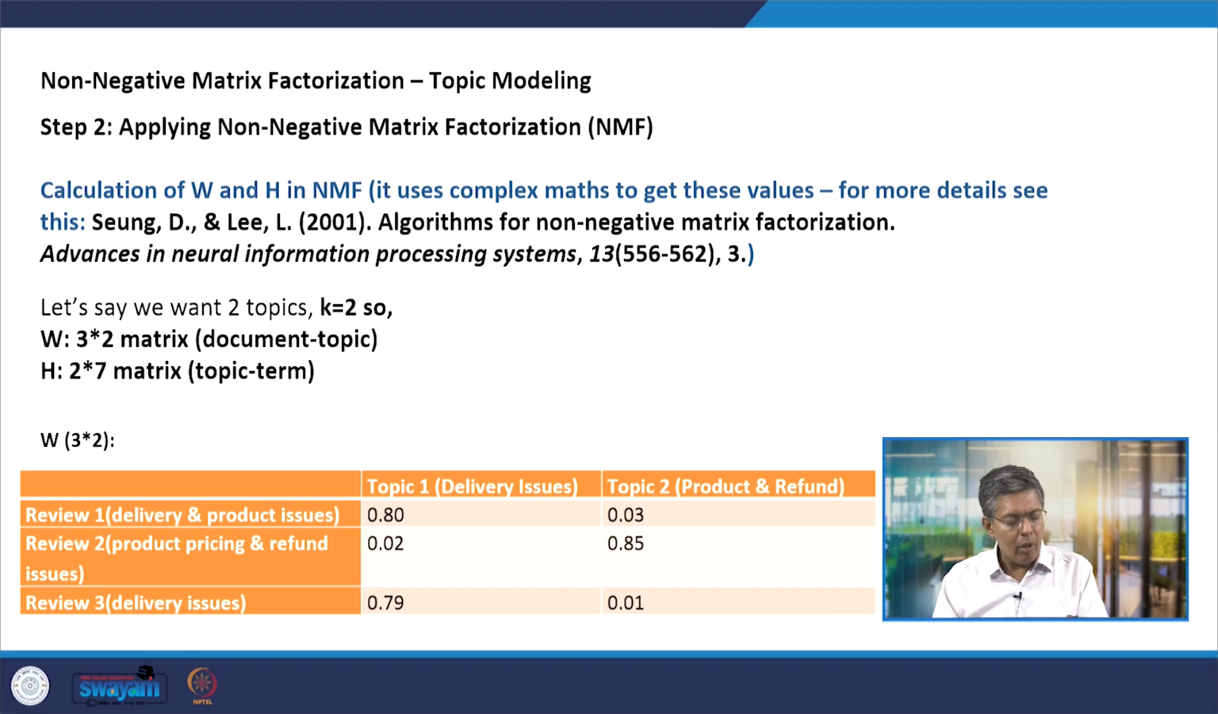Review 2, topic 1 is only 0.02. So, there are no delivery issues as such, it seems. It is more like product and refund issues, because it is 0.85. Review 3 is again delivery issues, and here topic 1 matches for 0.79. So, that means review 1 and review 3 both fall into topic 1, delivery issues, and review 2 comes into topic 2.